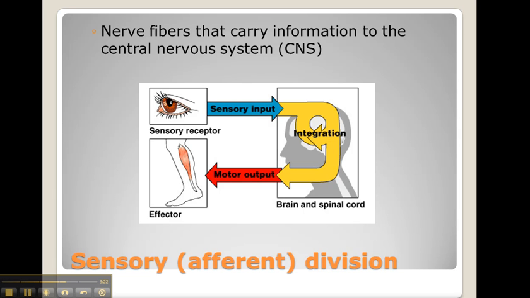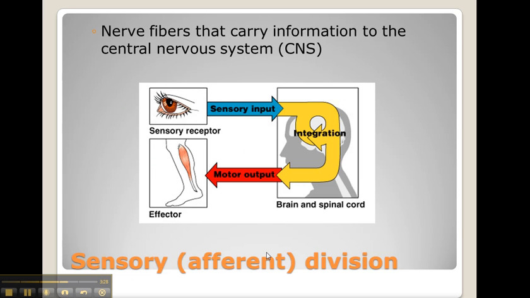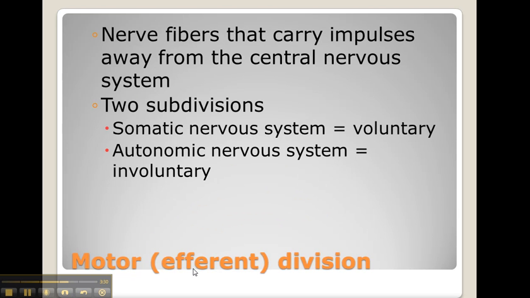The motor or efferent, so I'm going to go back real quick. Sensory A becomes before E. So nerve fibers that carry impulses away from the central nervous system. There's 2 subdivisions of this. Somatic, which is the voluntary, and so these are the bullet points down below, and autonomic, which is kind of like automatic, easy way to remember it, involuntary.